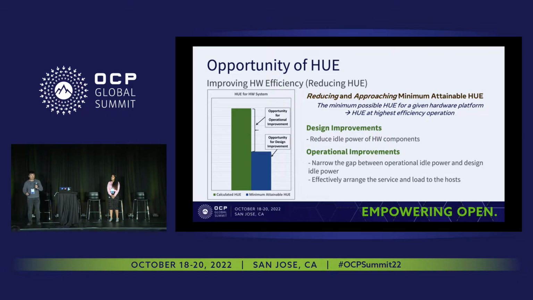Basically, we can optimize the necessary services required by the data center. We can also try to encourage lower power states when the server is idle. And we can arrange the services on the hosts more effectively. We'll talk about service placement later.